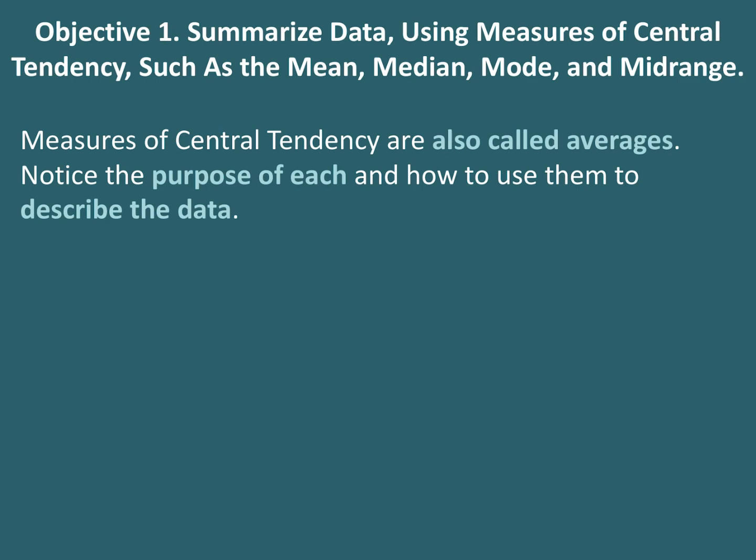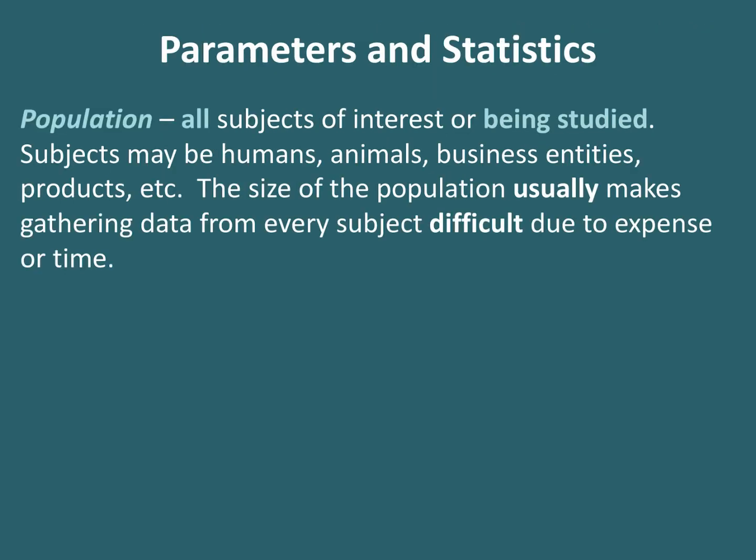Measures of central tendency are also called averages. Notice the purpose of each and how to use them and describe the data accordingly. First, let's review. Population. Population are all subjects of interest or being studied. Subjects may be humans, animals, business entities, products, etc. The size of the population usually makes gathering data from every subject very difficult, if not impossible, due to expense or time.